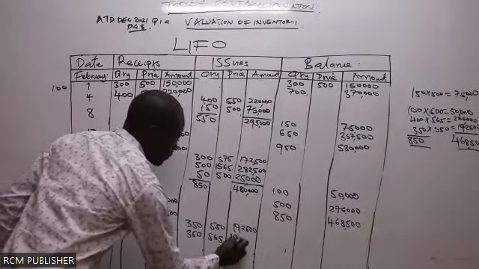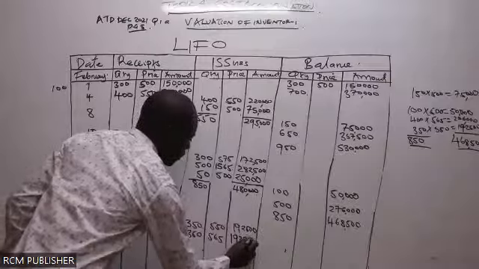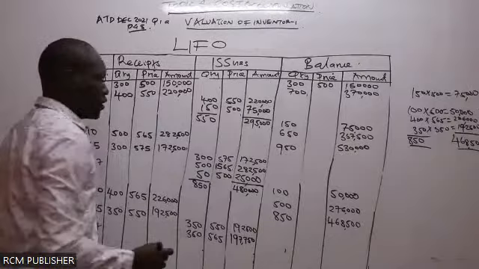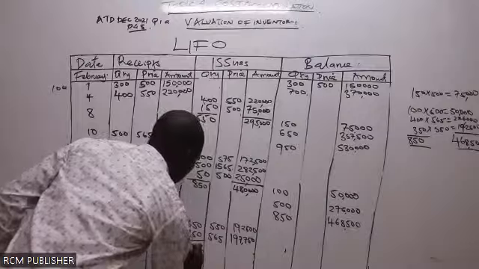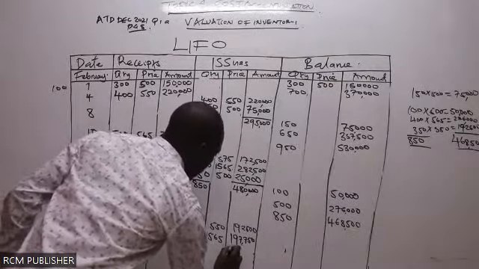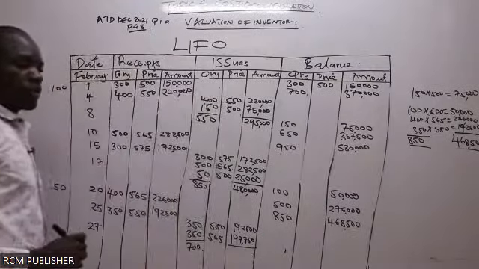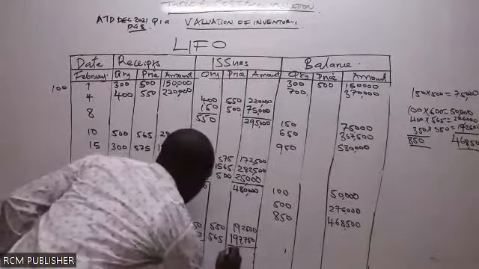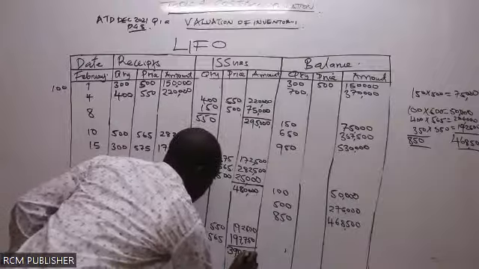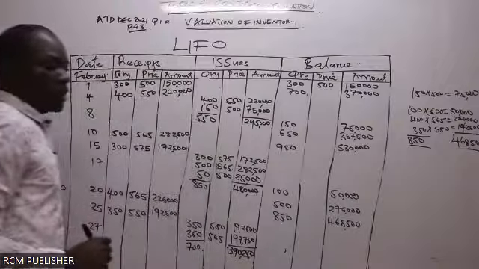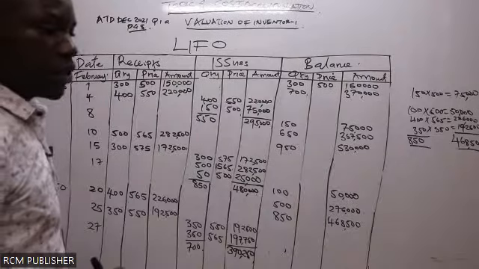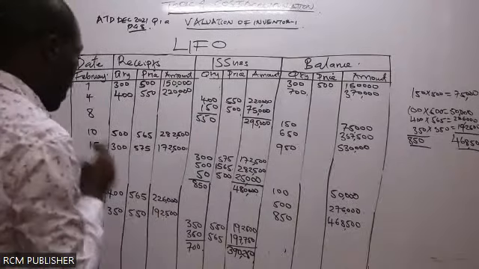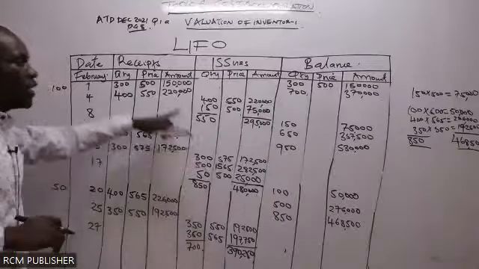197,750 will be able to give us a total of 700. And then what about the value there? 192,500. 197,750. 390,250. That is what we have here as what is being issued.